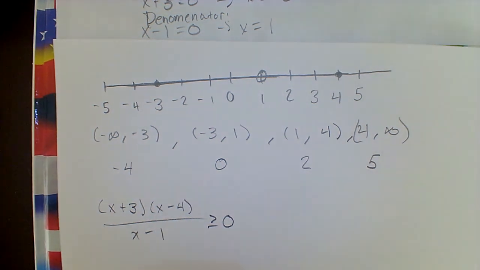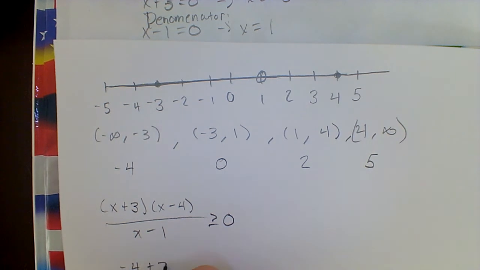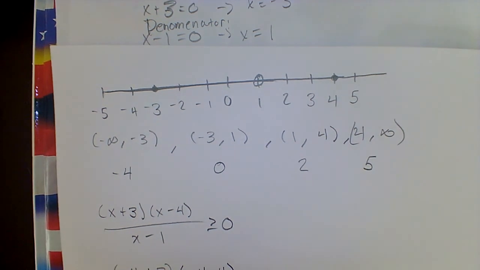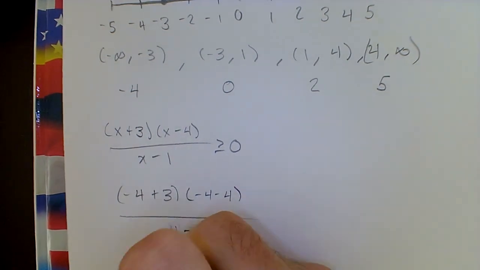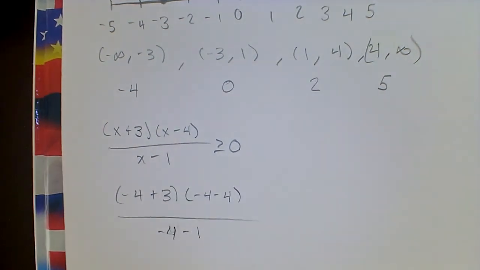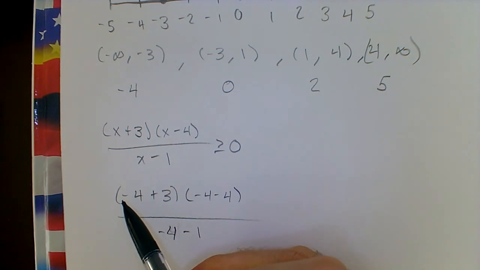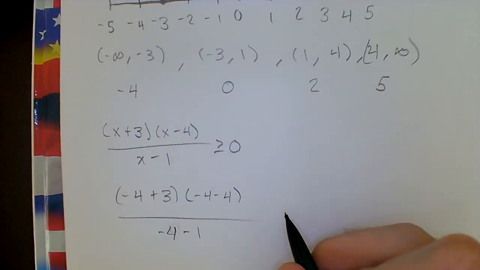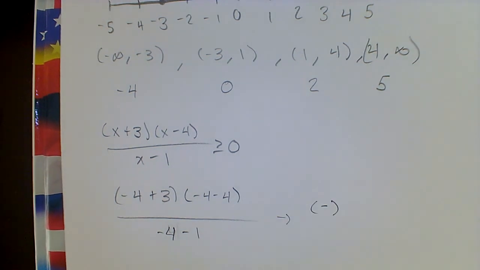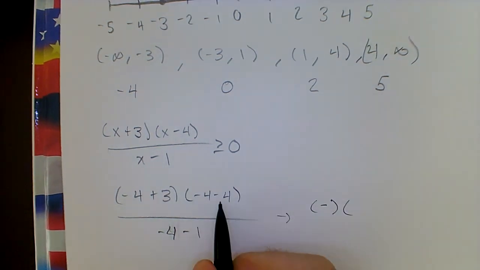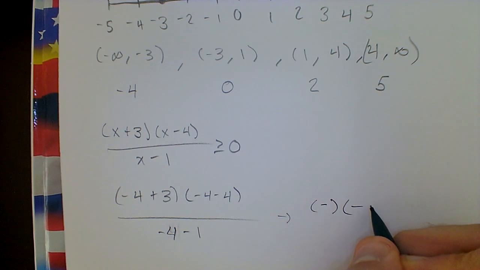Okay, so our test point for negative 4, we get negative 4 plus 3, negative 4 minus 4, and negative 4 minus 1. Also, you don't really need to solve for what this number is. You just really need to know if it's positive or negative. So here, negative 4 plus 3. Well, instead of writing negative 1, let's just write the sign. So it's a negative number times negative 4 minus 4, which is negative 8.